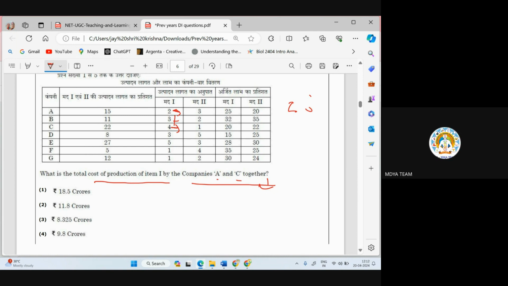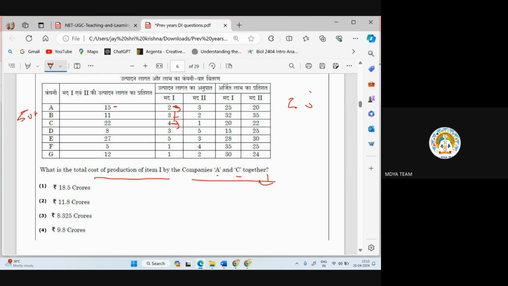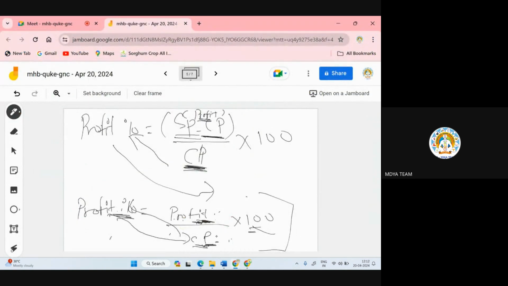Okay, and I already told you how to calculate this value. First, you will calculate this value. This value is 15% of 50 crore. And this value is 22% of 50 crore. Now, once you get these values, with the help of ratio you can calculate this value and this value. So the answer is 11.8. Everyone got this 11.8?